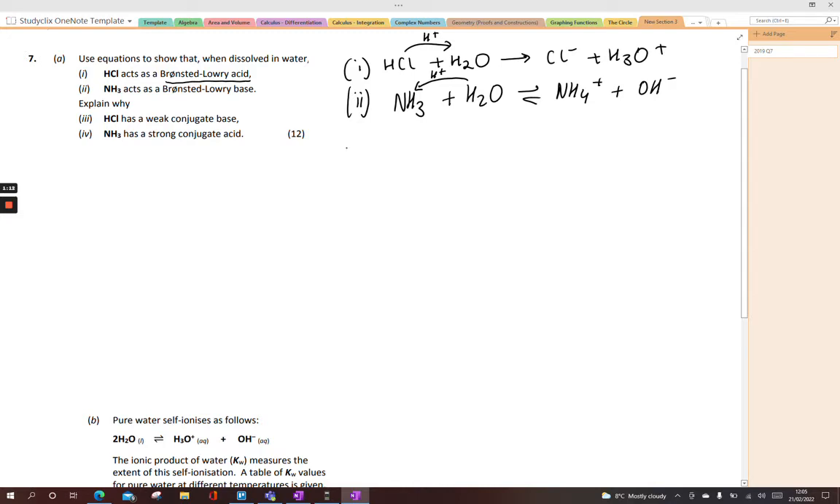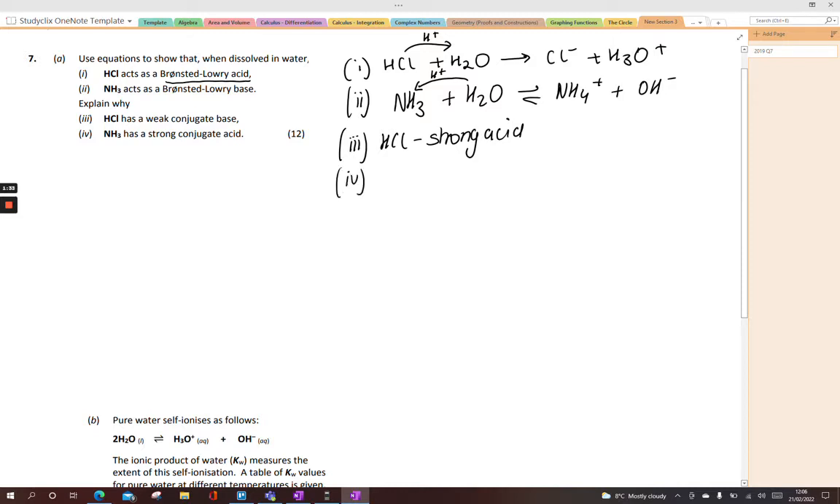Part 3, explain why HCl is a weak conjugate base. So there's something you might have learned there, the theory. The stronger the acid, the weaker the conjugate base. So I'll just write that simply. It's a strong acid. So you just elaborate there and say the stronger the acid, the weaker the conjugate base.